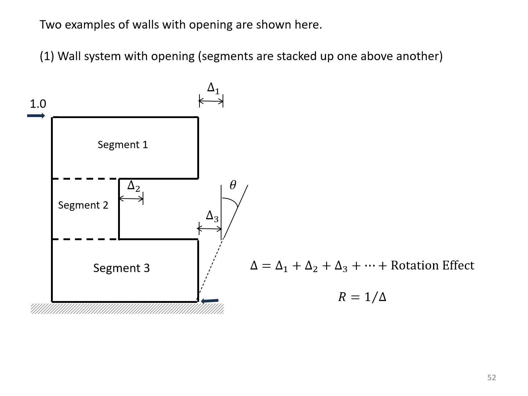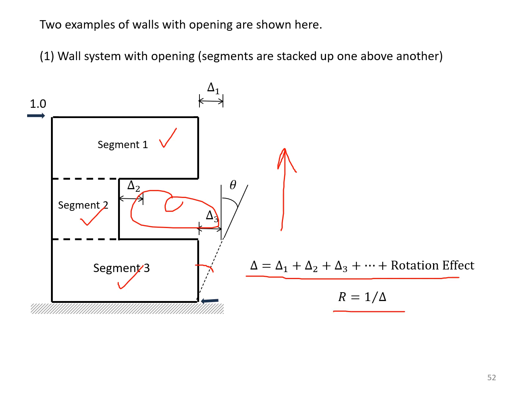As you can see, these segments are vertically distributed. You get segment 1, segment 2, there is an opening here, and segment 3, and in this case, you simply add the deltas plus the rotation effect. Here you see the rotation effect. If you have this angle, you multiply by the tangent by the corresponding length, and you come up with how much displacement you get, right? So you need to consider that. And then R is 1 over delta in this case.